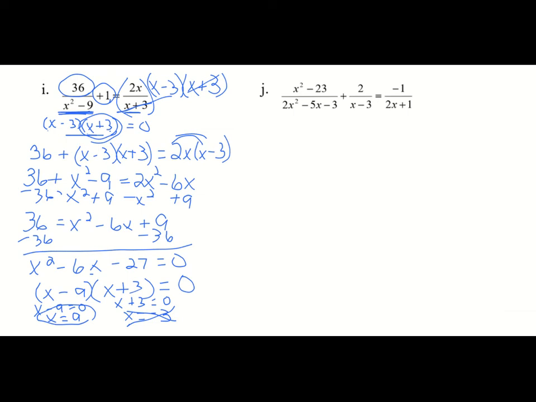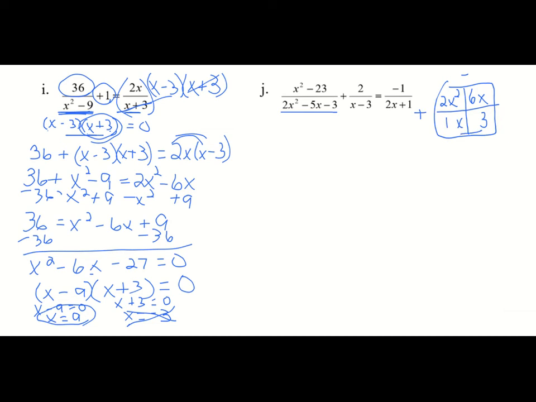All right, let's look at J. We definitely need to factor this expression, the 2x squared minus 5x minus 3. So I'm going to box it over here. 2x squared and a 3. 2 times 3 is 6. I need two different signs. I'm going to use 6 and 1 because I'm going to do a negative 6x and a positive 1 to give me that negative 5.